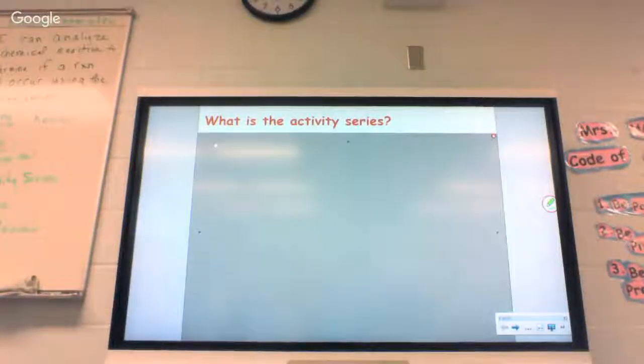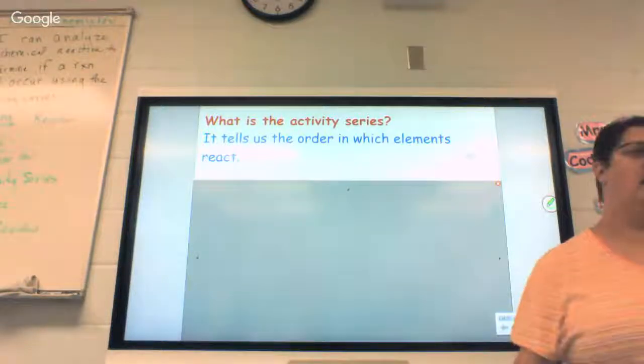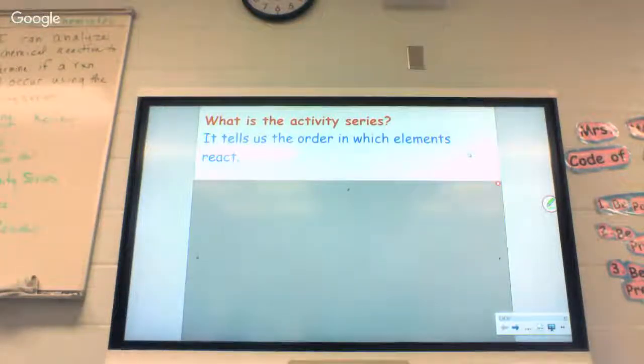Okay, so. All right, everybody got it? Another note? All right, the activity series tells us the order in which elements react. Okay? It tells us the order in which elements react.